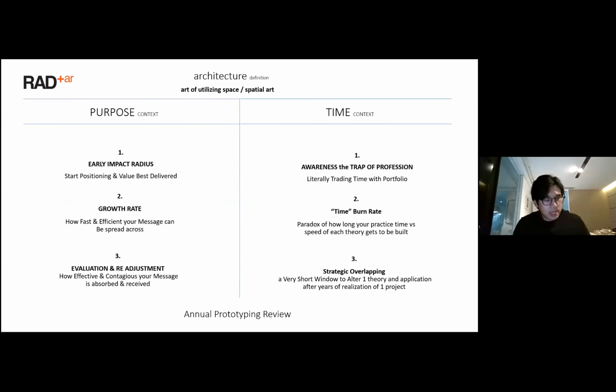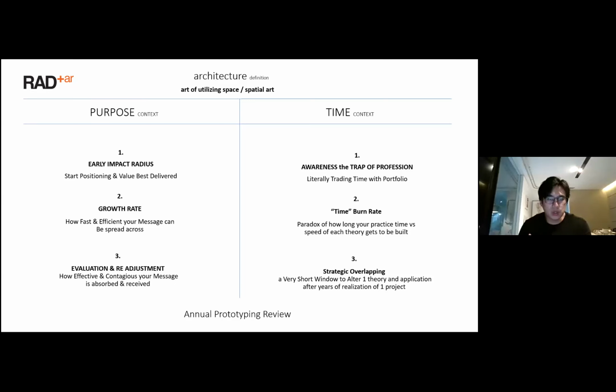Before I start, I would like to highlight this diagram, which I will describe even further. Where we practice, we try to differentiate the purpose context and the time context. There are 3 points each. The first one, as a very young studio, mind you, I'm 29 years old today. So my team are also under 30 architects. It's a very early age for practicing architecture. That's why we cannot just mindlessly do our practice, because it literally costs us our time.